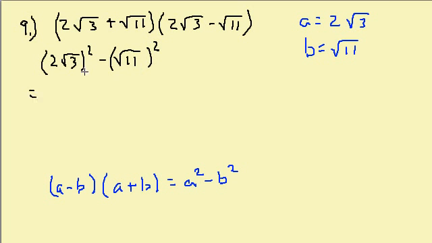So 2 square root of 3 squared, that's going to be 2 square root of 3 times 2 square root of 3. That's going to be 4, okay, because 2 squared is 4, and square root of 3 squared is 3, minus, and square root of 11 squared is 11. So I get 12 minus 11 equals 1. And there's my answer. And that's all of multiplying radicals.